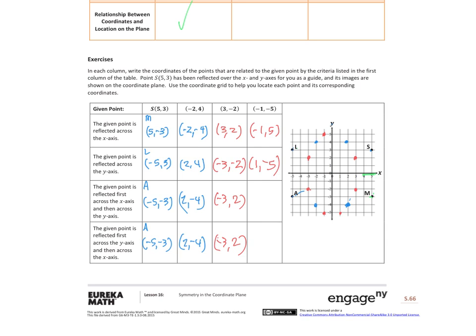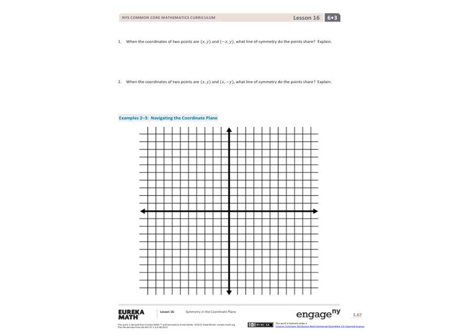Then back to my original point, I go across the x, got it, and then across the y. It's 1, 5, got it. Then go back to my original, across the y first, then across the x, so I'm back to 1, 5. Wow. Okay, let's see. I think we have that done. Let's see what the next page says.